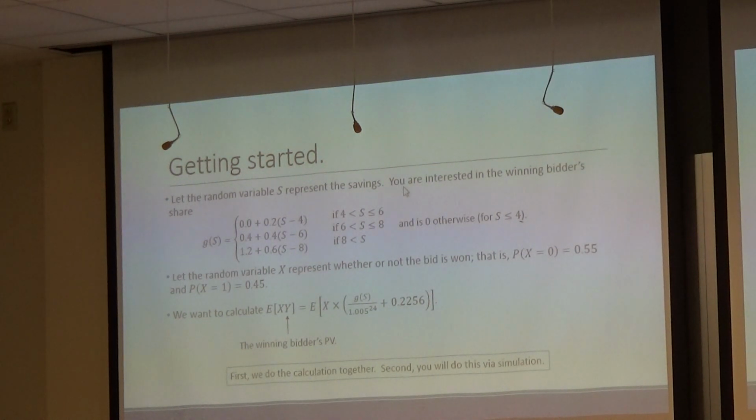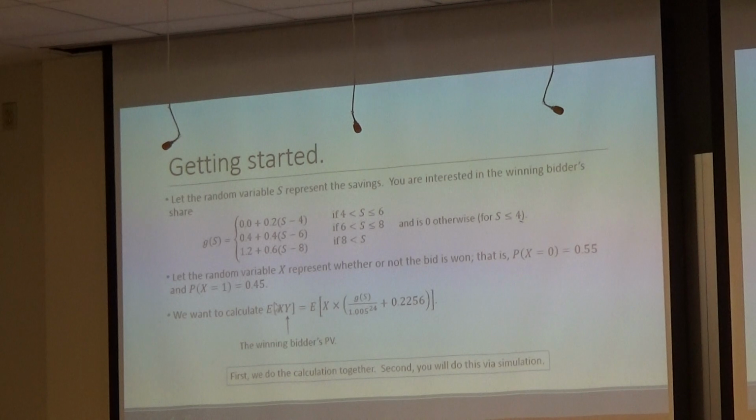You're interested in the winning bidder's share. I'm guessing this is a little bit familiar. So this is the table. This g of s is basically the function that's the table you see in the case. It's going from the savings to how much you actually get. And I have one other random variable that I care about, representing whether or not the bid is won. So 55% of the time you were not getting the bid, and 45% of the time you were. So what you want to calculate is the expected value of x times y.